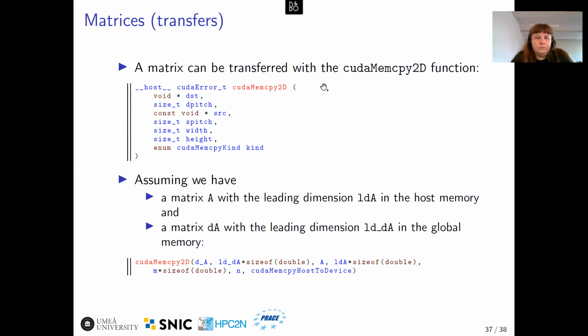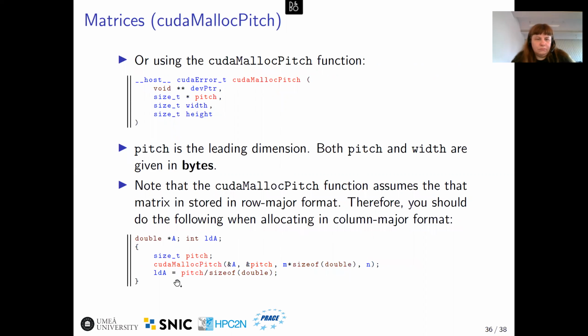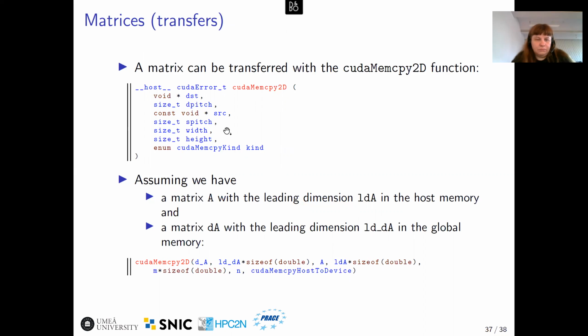There also exists a separate function that allows you to move two-dimensional arrays very easily. Again, you must remember that the pitch is the leading dimension in bytes. It is not the leading dimension in the number of words you are using. You have to convert the leading dimension like done here. Again, the width and height are swapped if you're storing the matrix in column-major format. And both the source and the destination can have a different leading dimension. Here I have an example of how it's used.